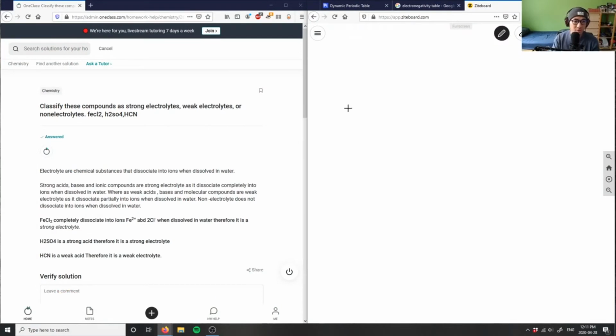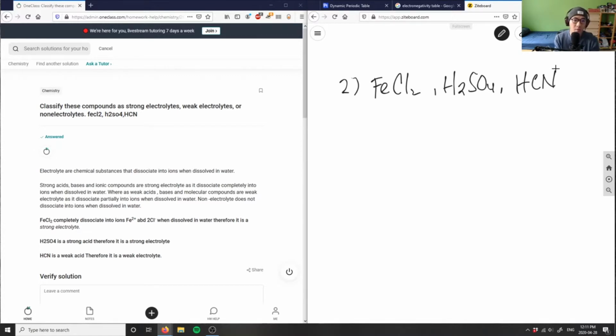It says here, classify these compounds as strong electrolytes, weak electrolytes, or non-electrolytes. So I have FeCl2, and then I have H2SO4, and then I have HCN. So it's saying strong electrolytes, weak electrolytes, or is it a non-electrolyte here?